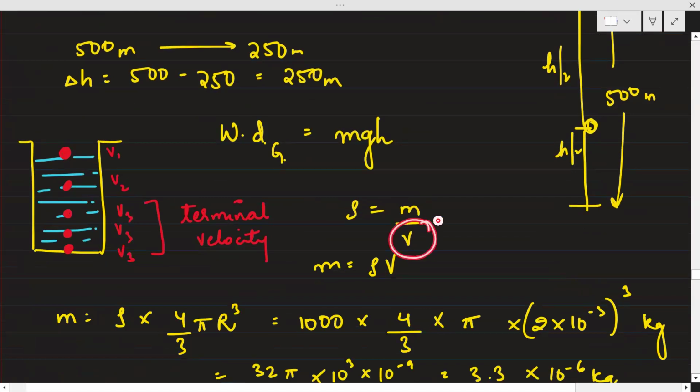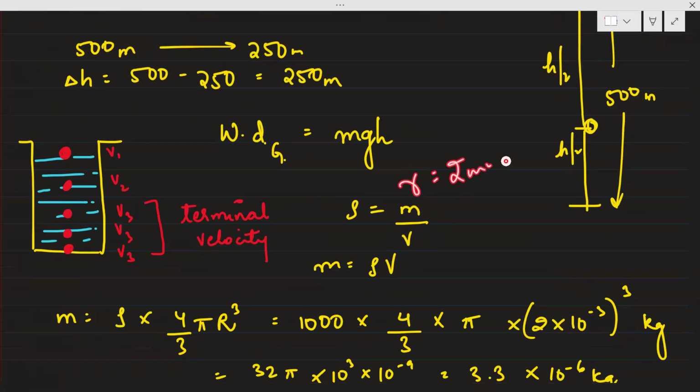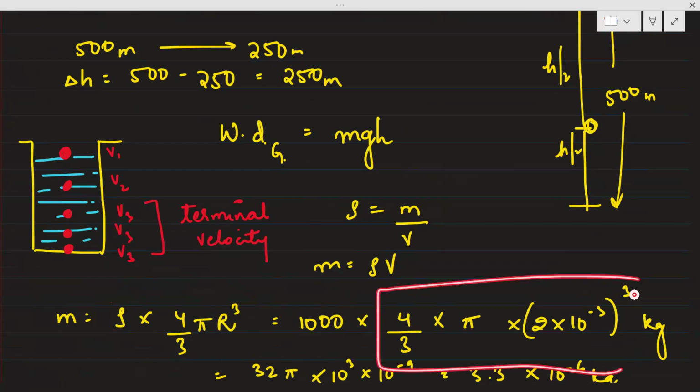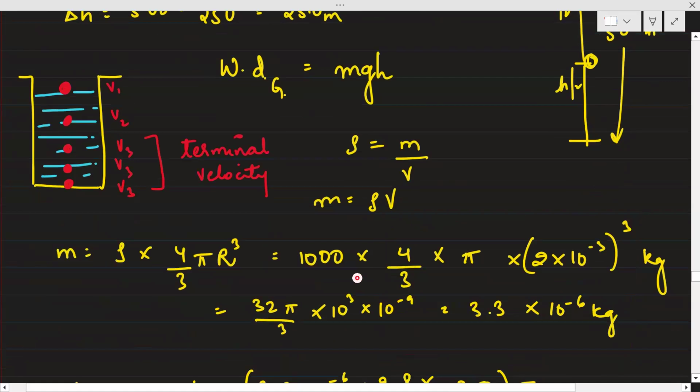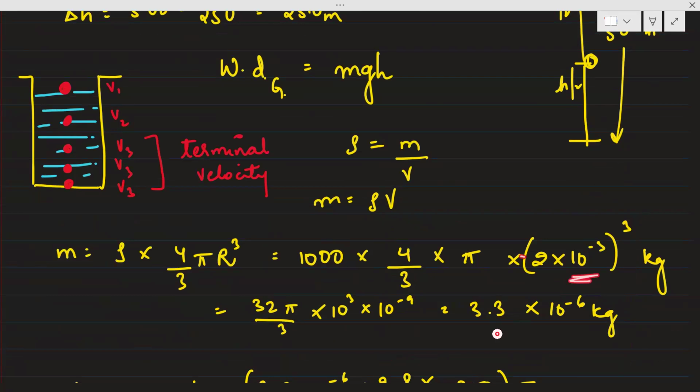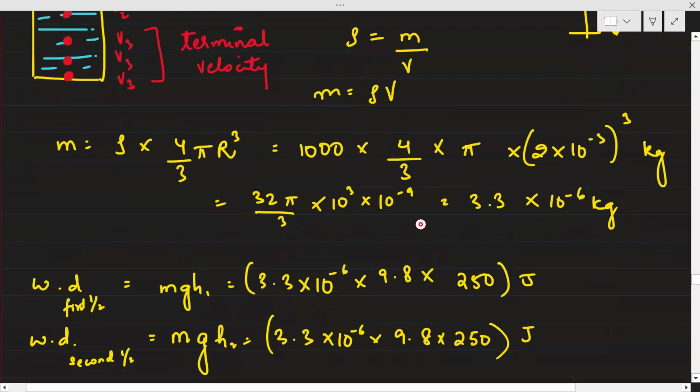For volume, it said take the radius as 2 millimeters. So 4/3 pi r cubed is the volume of a sphere. Density into volume will give you the mass. Density is 1000. So the mass is 1000 into 4/3 pi r cubed. Just convert r into meters, since it is given in millimeters but has to be calculated in meters. This is how we have the mass.